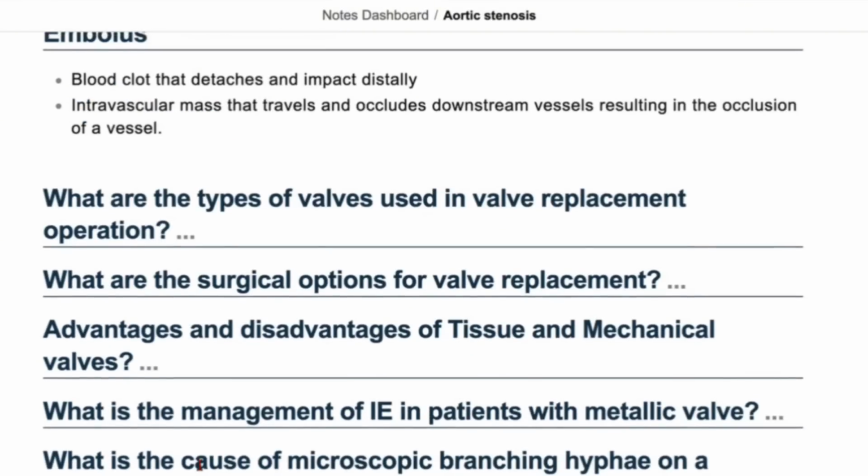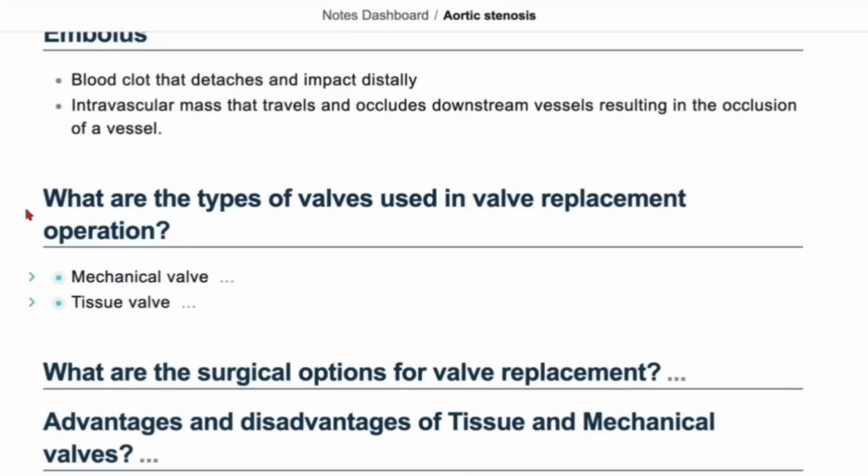What are the types of valves used in valve replacement, and what are the operations? So the types of valves can be mechanical or tissue valve. The other things that we typically can also do is a Ross procedure. That involves taking a native valve that's functional and implanting it into the stenotic valve. You can also do minimally invasive procedures such as a balloon expansion procedure and also a transcatheter aortic valve replacement through the femoral artery.